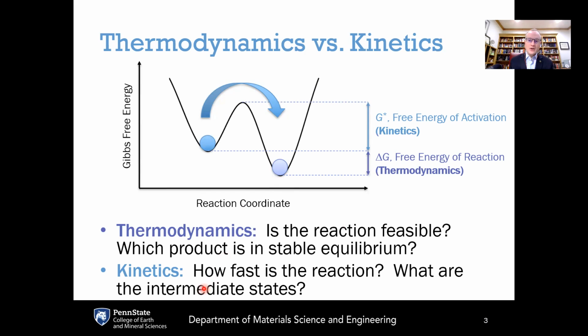So this G star is a kinetic quantity, and the kinetics are telling you how fast is the reaction and what are the intermediate states that the system visits on its path from this initial state to this final state. So even on this simple two-state system, we've got two of the most important quantities for thermodynamics and kinetics. The delta G, this free energy of reaction, a thermodynamic quantity, and G star, the free energy of activation, which is a kinetic quantity.